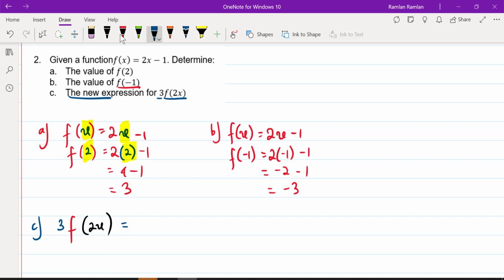So the 3 is being multiplied by f of 2x, right? So the 3 stays there. I'm going to write it down over here. So what does f of 2x mean? It means that you only need to change this x to 2x.